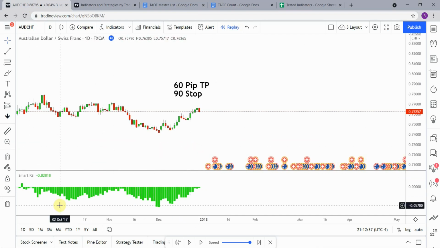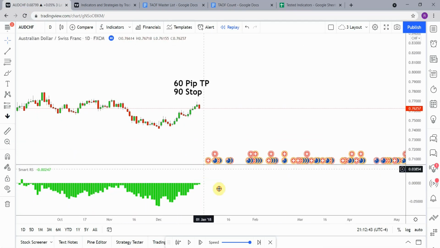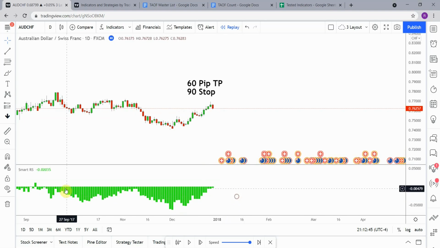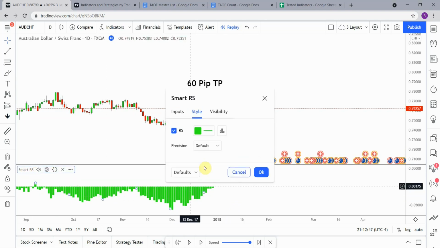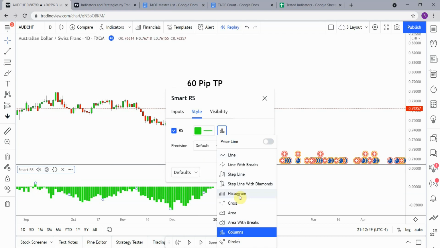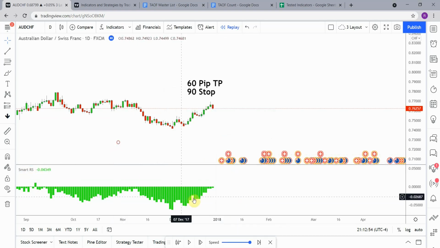All right, so today's indicator is the Smart Relative Strength Indicator, and you can see it here on the bottom of the screen. I did go in and make a few changes. I changed the color to green, and I changed from histogram to columns, and so it makes it a little bit more pronounced here, standing out.